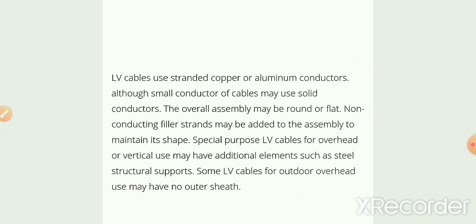Okay, so low voltage cable uses stranded copper and aluminium conductors. It means low voltage cable uses copper and aluminium conductors, and small conductor cable uses a solid conductor. The assembly of the conductor may be round or flat type. Here we use a non-conducting filler also to maintain the shape of the conductor.